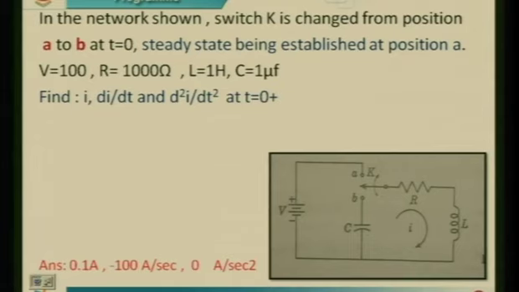When the switch is in position A, before it is moved, the circuit has already undergone a transient. Long back the switch was moved to A, and it has reached a steady state. The question here is to find i, di by dt and d squared i by dt squared once the switch is moved from A to B. But right now the switch is already at position A and a steady state has been established already.